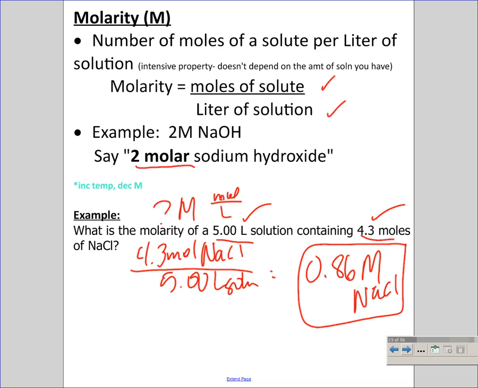Is there a way to abbreviate solute and solution? I always do solution, S-O-L-N. Solute, I just actually name what I'm talking about, like in this case, I'm talking about sodium chloride.